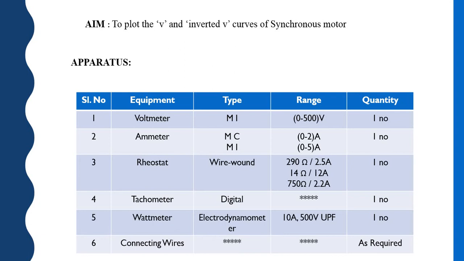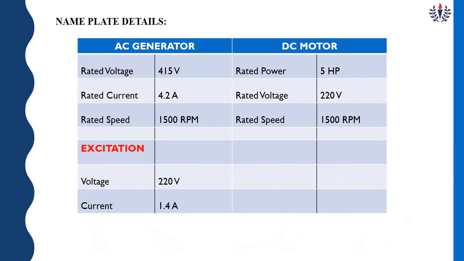And a tachometer to measure the speed, which is a digital meter, and a wattmeter of unity power factor, electrodynamometer type. And in order to connect the circuit, we need connecting wires. As the experiment is on a synchronous motor, we have a two machine set. One is an AC generator, another one is a DC motor set. Both are coupled and kept.